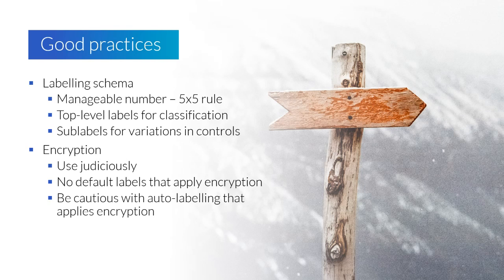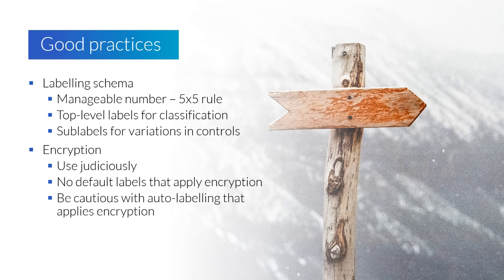So a few good practices just to finish this section. First of all, on the labeling schema, we've got labels and sub-labels. We need ideally to keep them to a manageable number. So Microsoft recommends something called the 5x5 rule, which means that as an absolute maximum, you should have 5 top-level labels with a maximum of 5 sub-labels for each of those. And that helps to ensure your classification system doesn't get overly confusing.